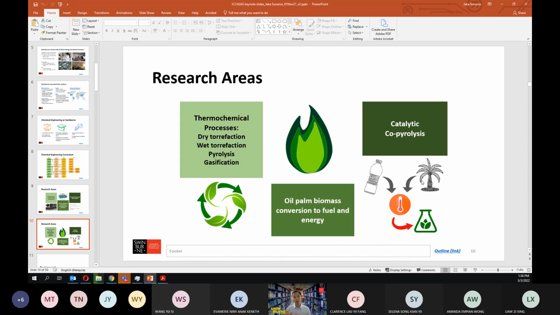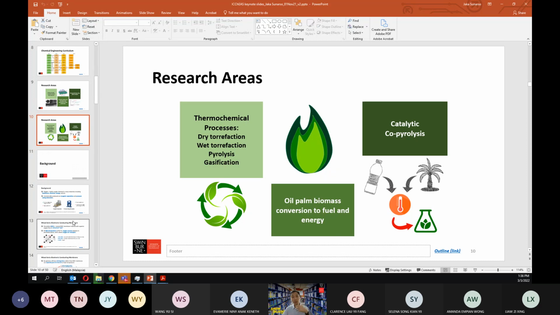Okay. We also have another type of research project in the oil palm industry, on how to use the biomass waste and convert it into something more useful. So we use thermochemical processes such as dry torrefaction, wet torrefaction, pyrolysis, gasification, and catalytic copyrolysis to convert oil palm biomass waste such as empty fruit bunch and oil palm trunk into a fuel. Okay, with the hope to reduce the waste while we create something that is useful for society.